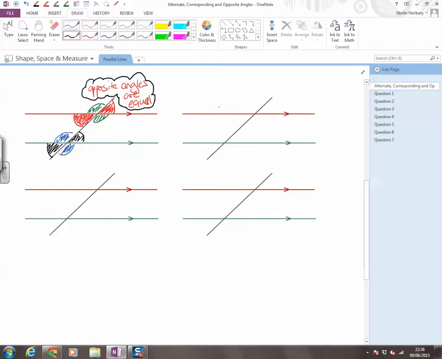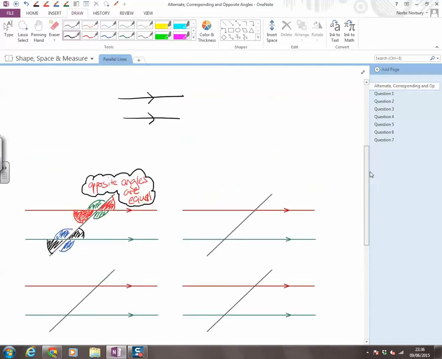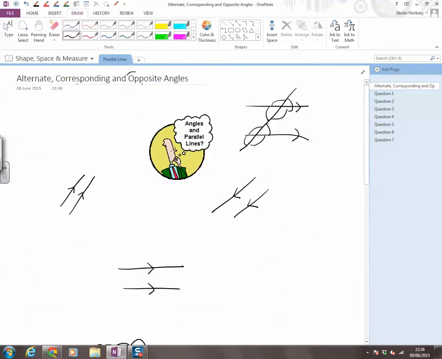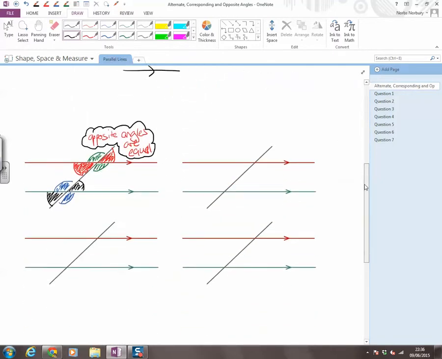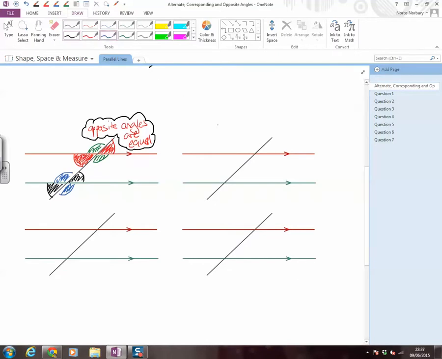Now, let's move on to the second one. We've done opposite angles. We know that opposite angles are equal. So what about when we do the next one? Let's do corresponding angles. So again, let me take this blue angle here. This blue angle is actually the same size as this blue angle here, because they are corresponding. That means that they're in the same position.